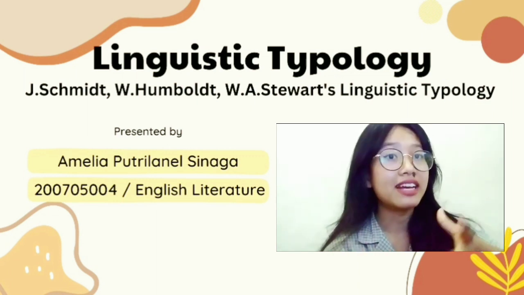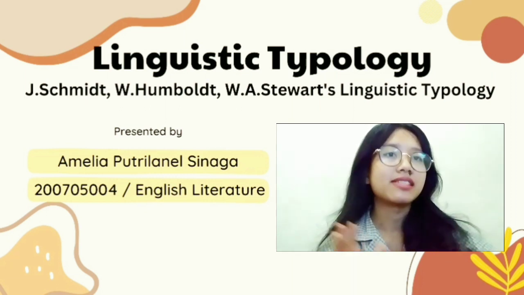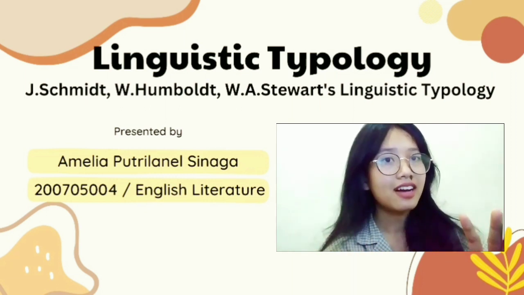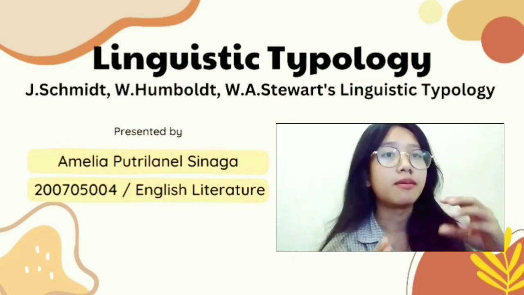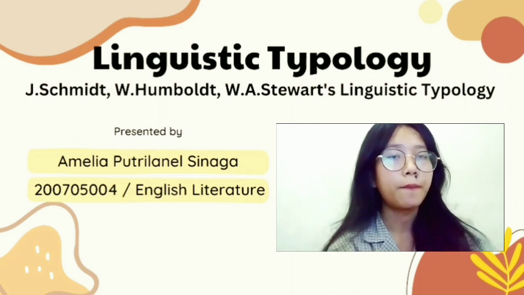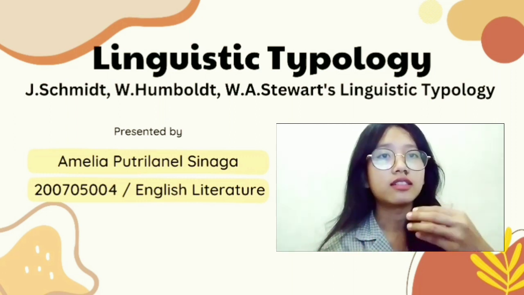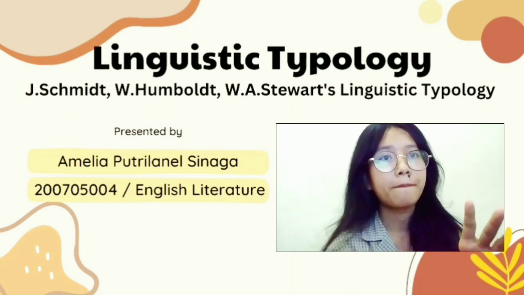But before it, let me introduce myself first. My name is Amelia Putrilanel Sinaga with student register number 200705004. I am an English literature student at University of Sumatera Utara.